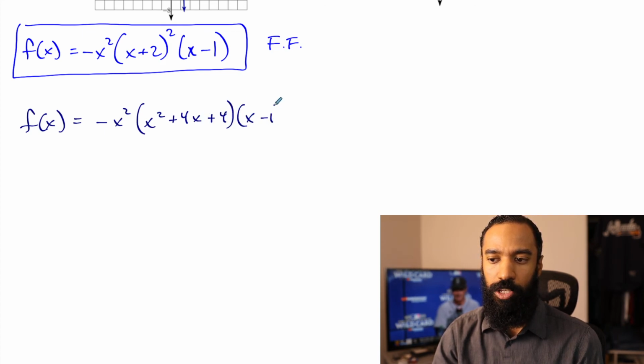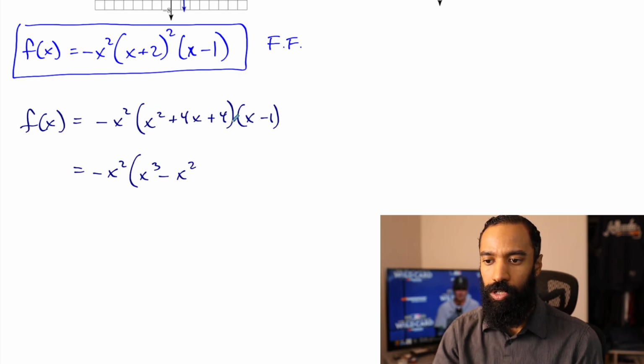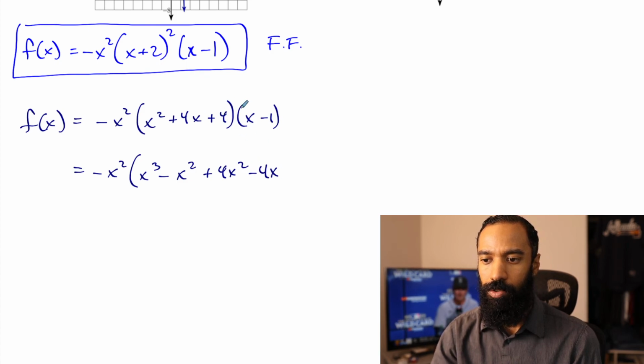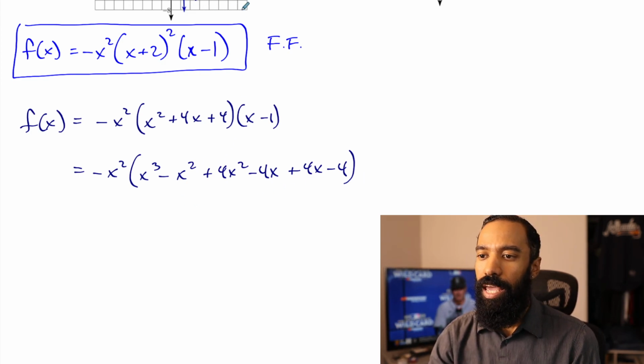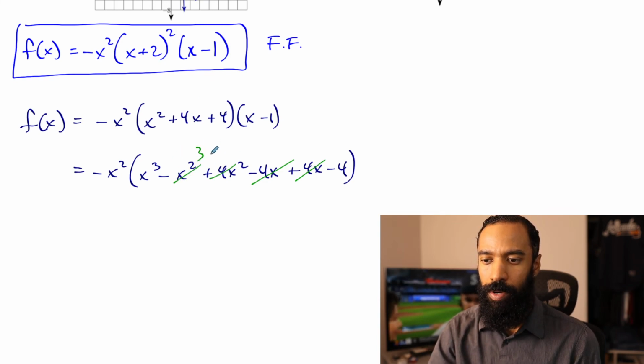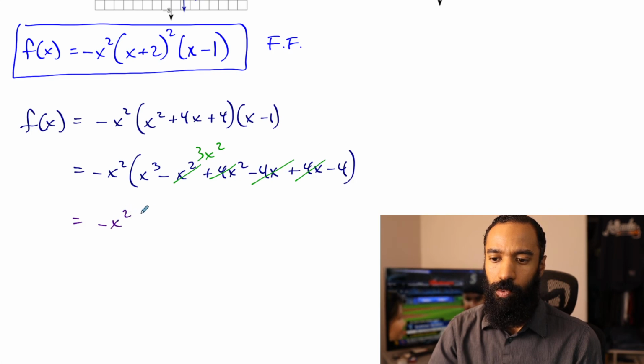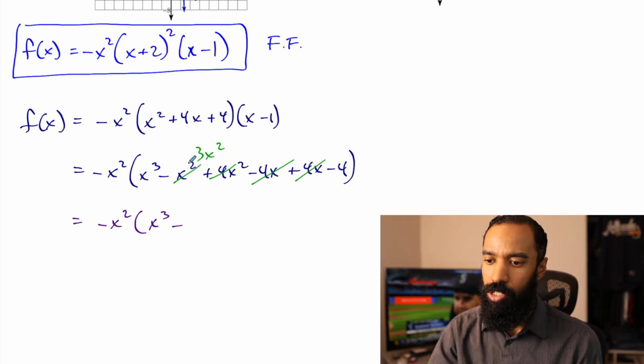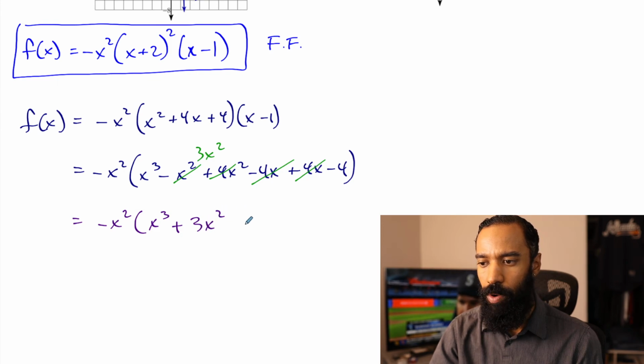That's multiplying by x minus 1. So now I'm going to distribute these together. Keep the negative x squared on the outside. I'll get x cubed minus x squared from those two, and then plus 4x squared minus 4x for those two, and then plus 4x minus 4 for those two. Negative 4x plus 4x is that. Negative x squared plus 4x squared is 3x squared. So now I have negative x squared times x cubed plus 3x squared minus 4.